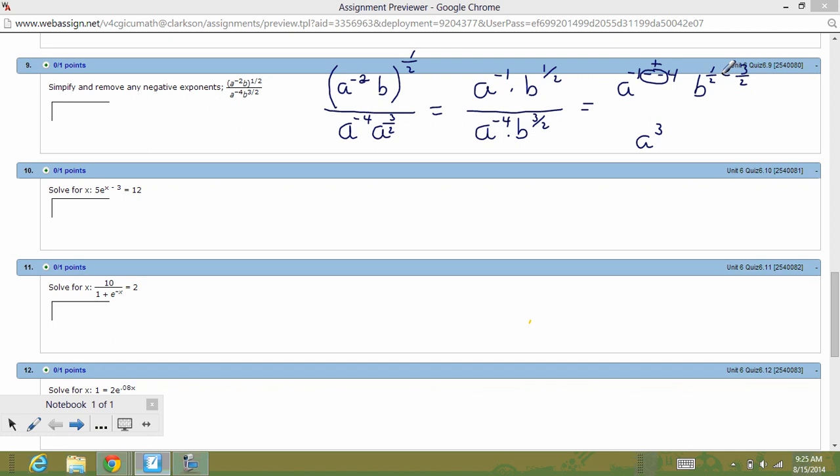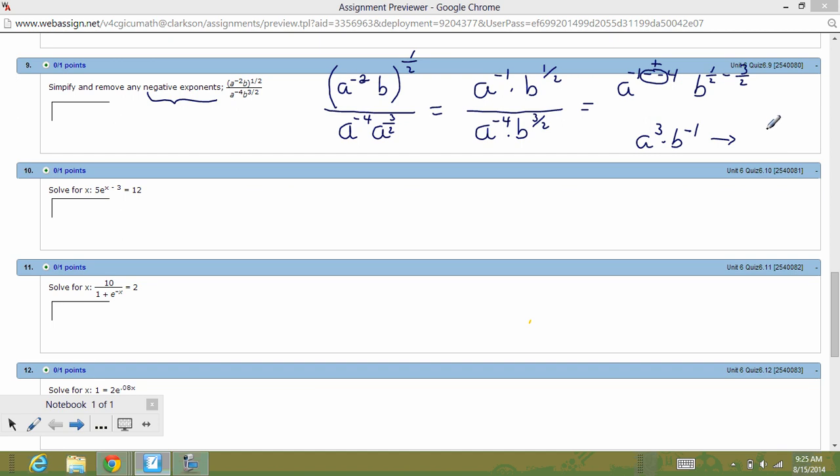And the b to the 1/2 minus 3/2 is going to be b to the negative 1. Now, that would be acceptable, except for the fact that they've asked us to remove the negative exponents, right? They've asked us to remove the negative exponent. And so at this point, I'm going to use the 1 over rule on this b to the minus 1 power.